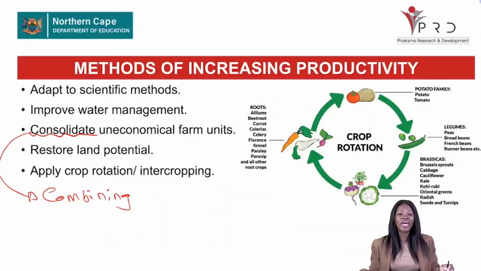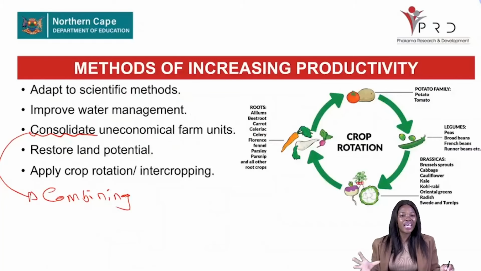Number two, you can apply what is known as intercropping, meaning instead of using monocropping, you can opt for crop rotation or you can opt for intercropping. What is intercropping? Growing different crops on the same piece of land at the same time. Why? Because different crops use different nutrients from the soil.